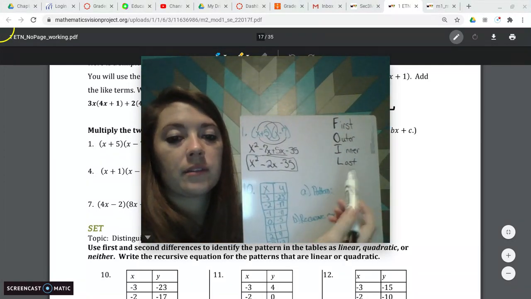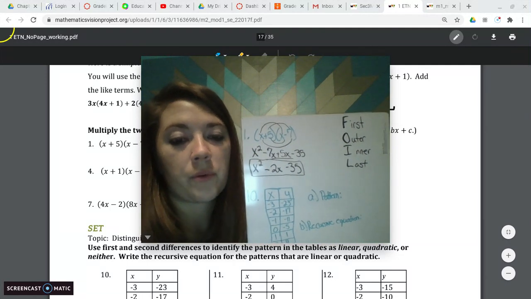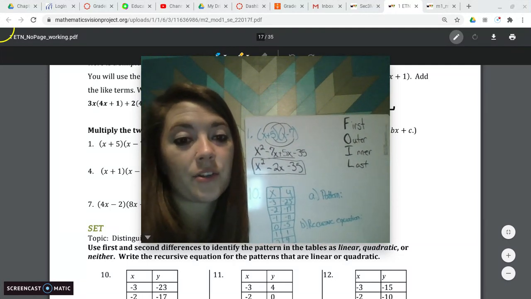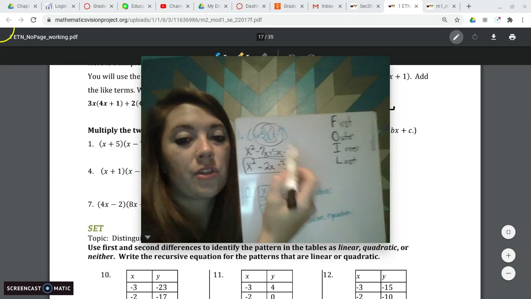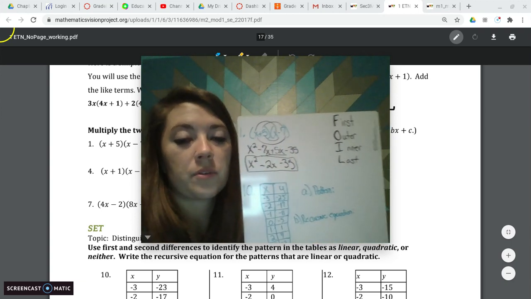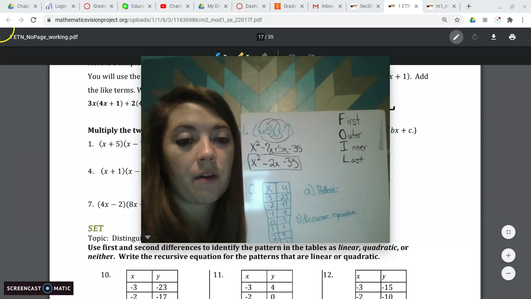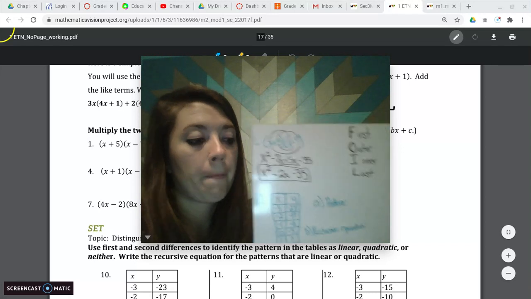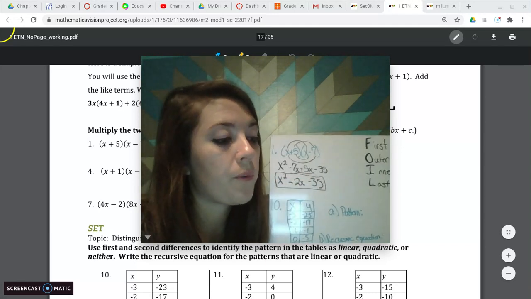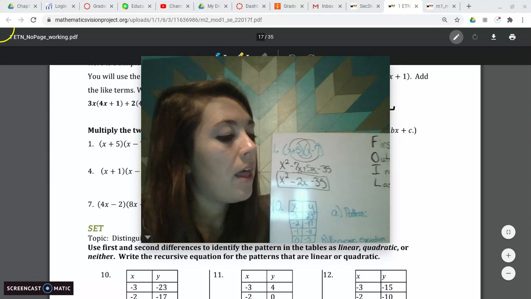But FOIL is definitely helpful when we're doing these, and it makes it a lot easier than having to write it out. It's just all about knowing those: first, outer, inner, last. Okay? All right, so that's what you're going to do for 1 through 9.